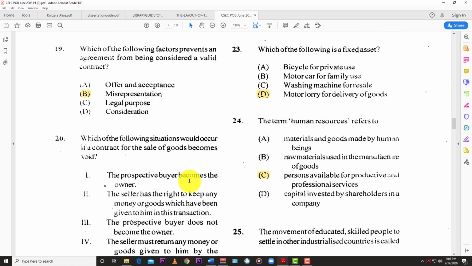Number 23, which of the following is a fixed asset? The best answer here is D, motor lorry for delivery of goods. Remember, fixed assets are things like machinery, the building, and things like that that don't change during the course of production. And so the best answer here is D, because this is the only one that shows that the lorry fixed asset is being used in actual production, delivery of the goods.